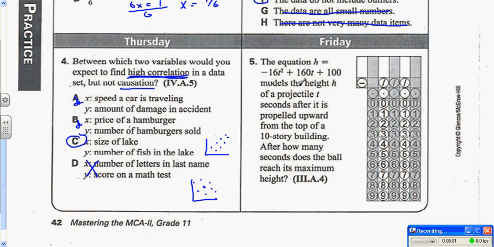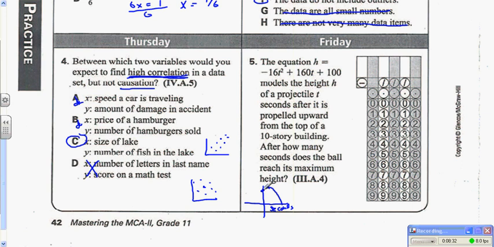Number 5 gives us a parabola, and it tells us that it models the height h of a projectile t seconds after it is propelled upward from the top of a 10-story building. After how many seconds does the ball reach maximum height? Now, if we graph this parabola, it'd be launched from the top of a building and go up and come back down to Earth. The question is, how long does it take in seconds to reach its maximum height?